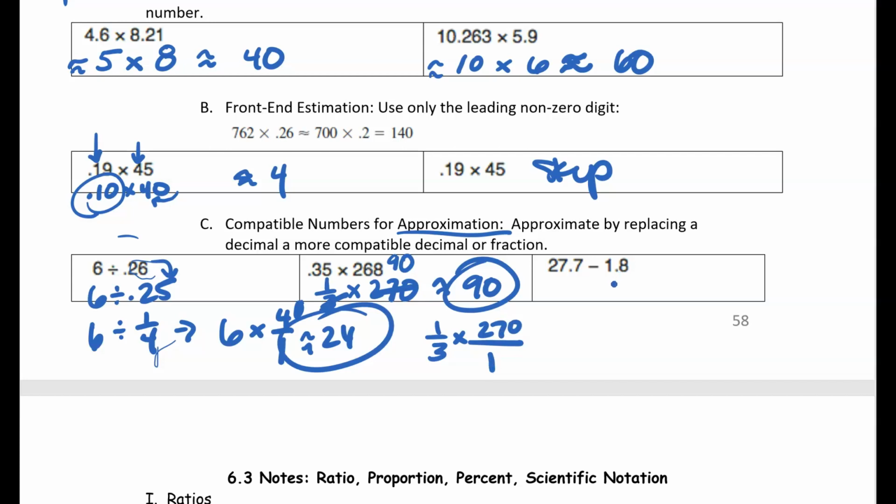And then lastly here, gosh, there's multiple ways you can do this. You could certainly round to the whole number. So you could do 28 minus 2 and get 26. The other thing you could do is change this to 27.7 minus 1.7, or 28 minus 2. Either way, you end up getting 26. So I think this one without the decimal is easier, but either one of those is a great way to do that one.